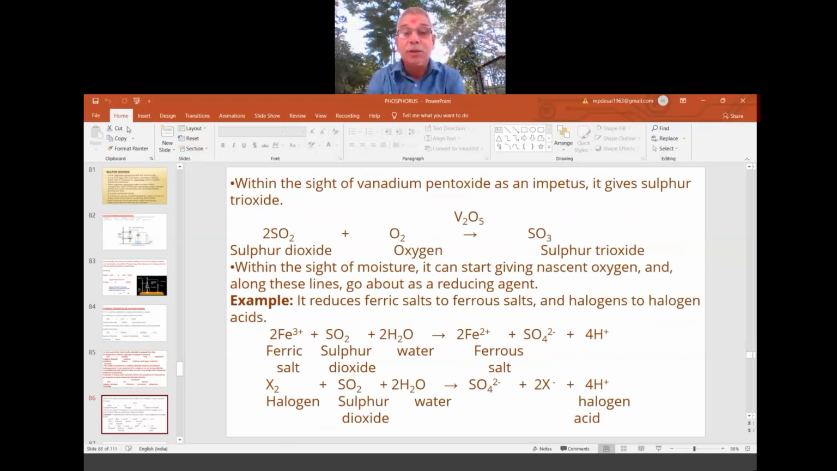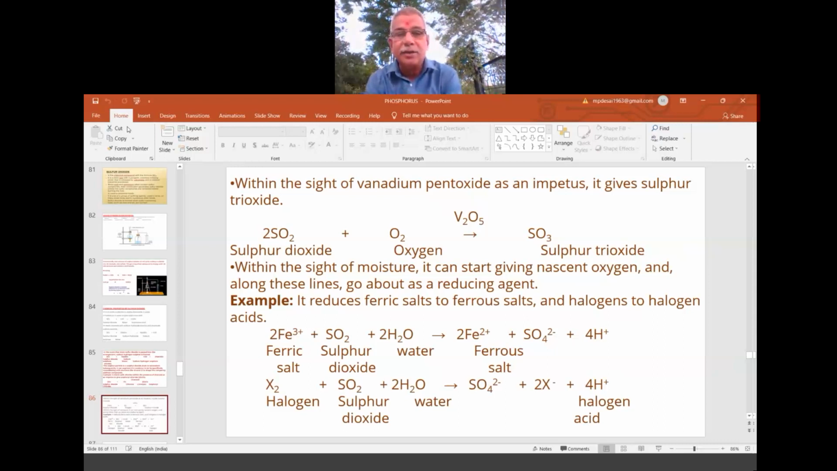Now, this is the most important reaction of chemistry under sulfur dioxide. Sulfur dioxide is converted into sulfur trioxide. If you use vanadium pentoxide, the reaction becomes a bit faster; otherwise, it also forms without it. This equation we use in the preparation of sulfuric acid, so it plays a very important role. The most important chemical property of sulfur dioxide is converting SO2 into SO3.